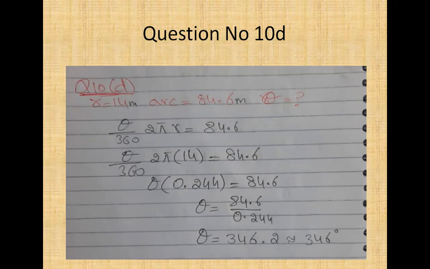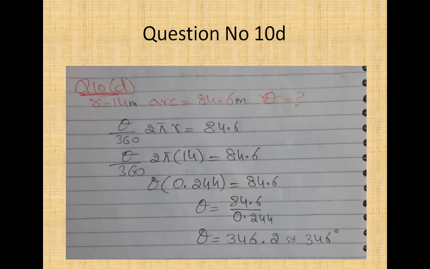So in your calculator, when you enter 2 multiply pi multiply 14 divided by 360, it will be 0.244 equals 84.6. So when you make theta alone, this 0.244 will go on the other side and it will divide. So you will have theta equals 84.6 divided by 0.244, and that will be 346.2 degrees. 346 degrees is the answer.